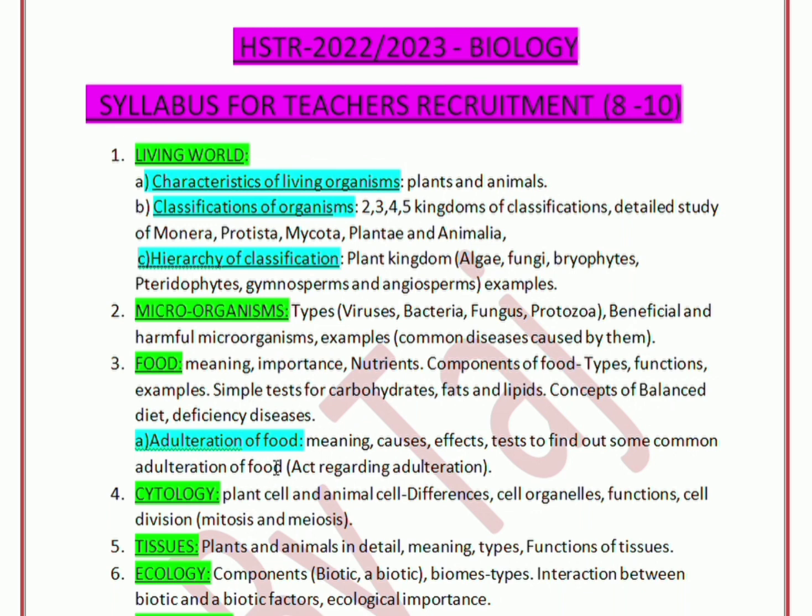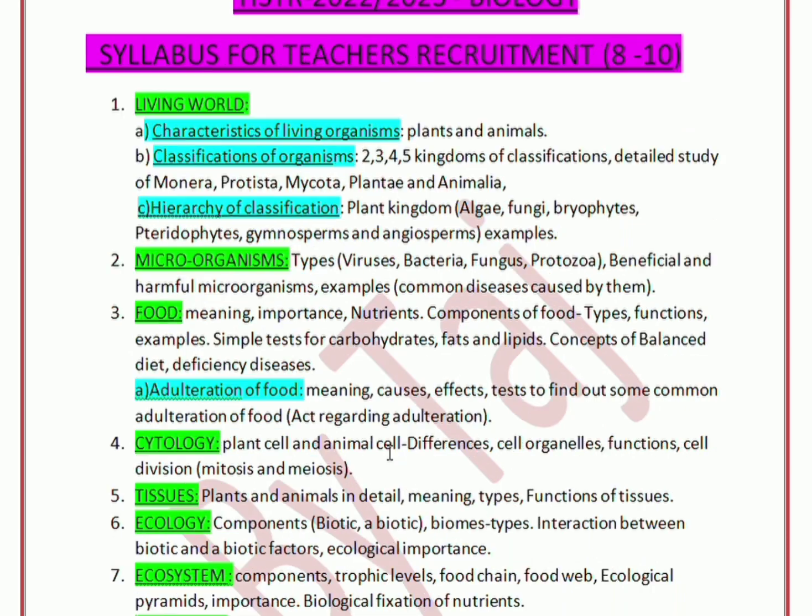Along with that, adulteration of food. In that, meaning, causes, effects and tests to find out some common adulteration of food. And also the act regarding adulteration you have to learn in this third chapter. This I will do in my next classes.